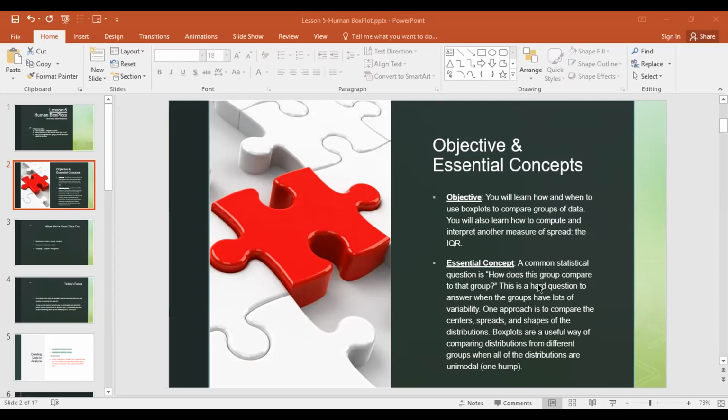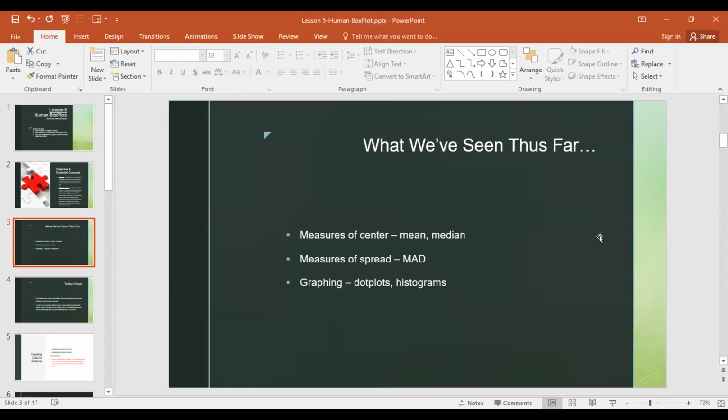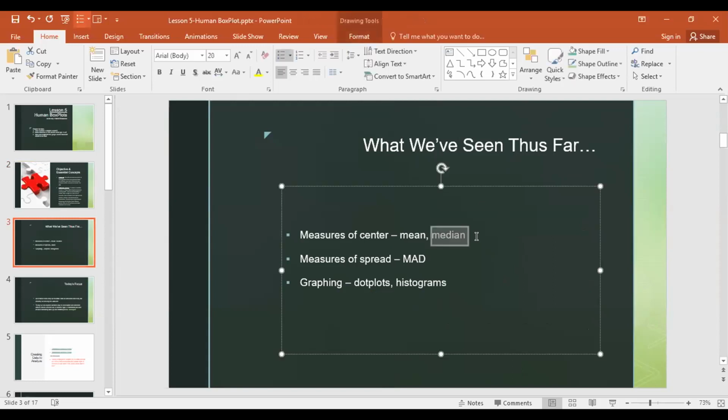So box plots are another visual representation, okay? So far, before this lesson, we've talked about measures of center, the mean and the median, okay? And we're going to be using the median a lot today, okay? We talked about measures of spread, so the MAD, mean of absolute deviations. We learned how to calculate that. We learned how to make it on RStudio, all that.